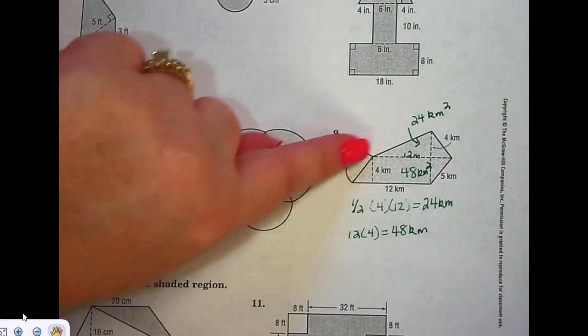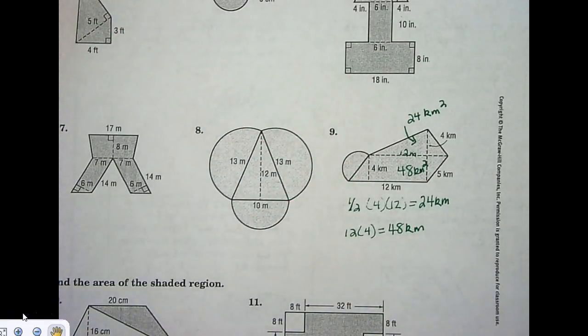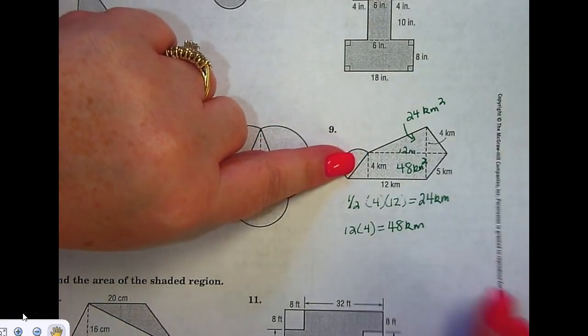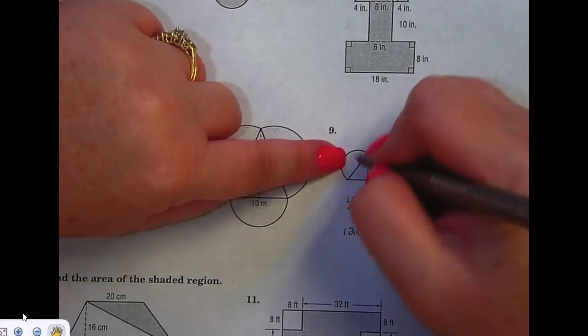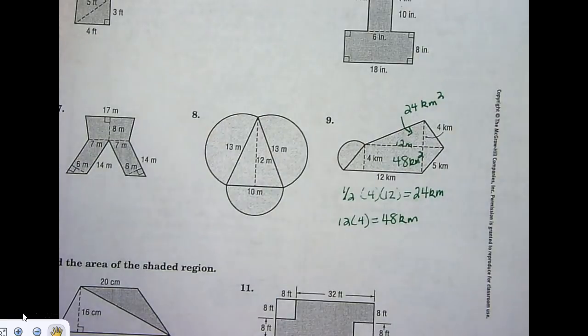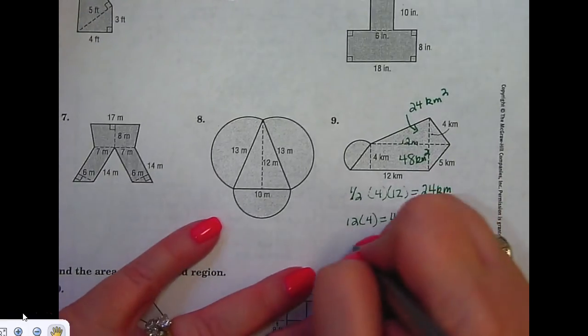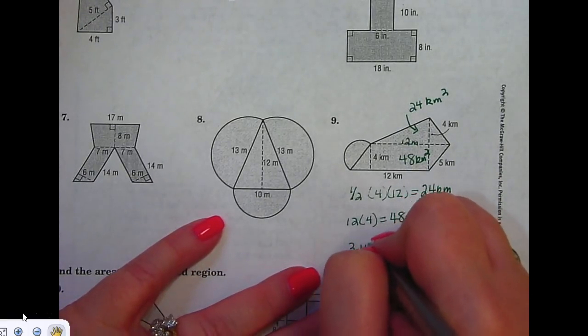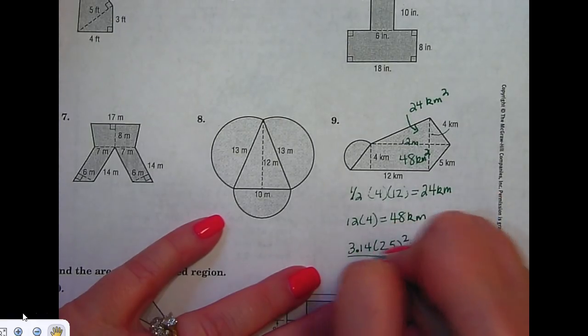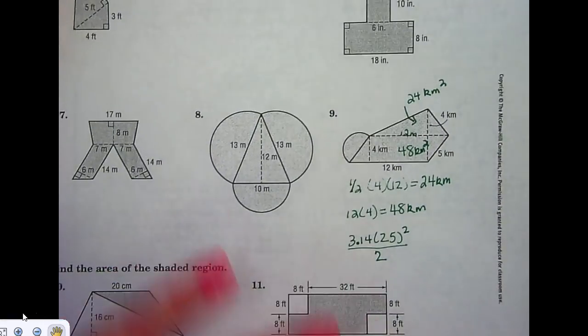And then we have this circle. What's the diameter of the circle? So we have a line that goes all the way through the diameter of the circle. What matches that? 5. So if the diameter is 5, what's the radius? The radius is half of 5. What's half of 5? 2.5. So it's going to be pi times the radius squared. And then we have to divide that by 2. Why do we have to divide it by 2? Because it's half of a circle.